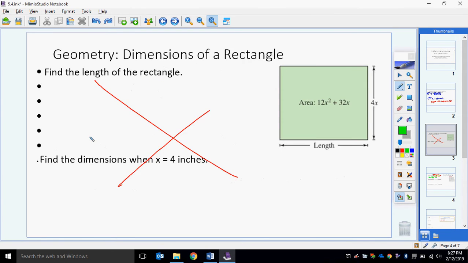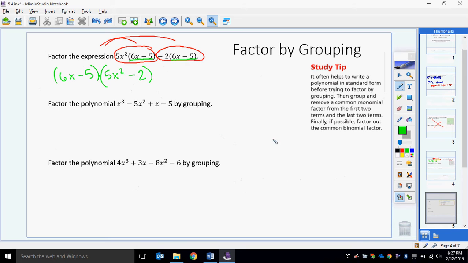So on this one, if you were to FOIL these back out, you'd be giving a 6x minus 5. You'd be taking this term times the 5x squared. Oh, that's what you have here. And you'd be taking the 6x minus 5 times this term, negative 2. Oh, that's what you have here.